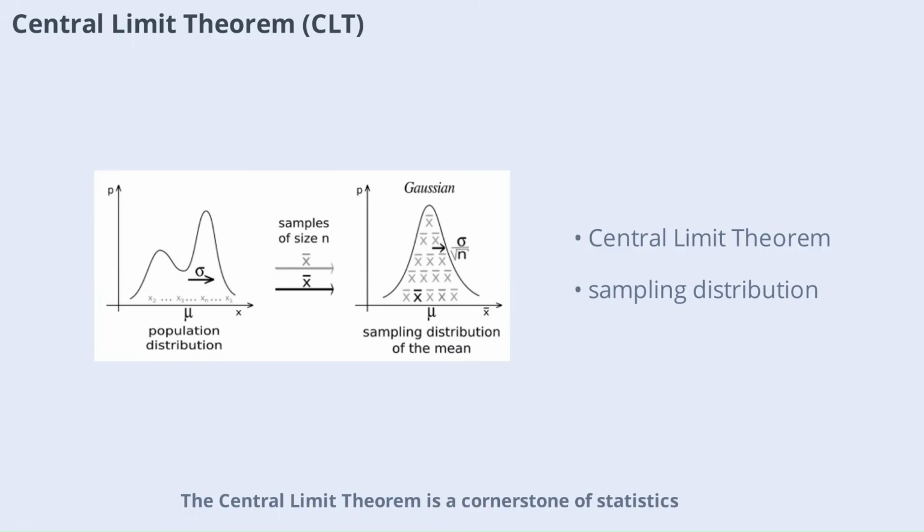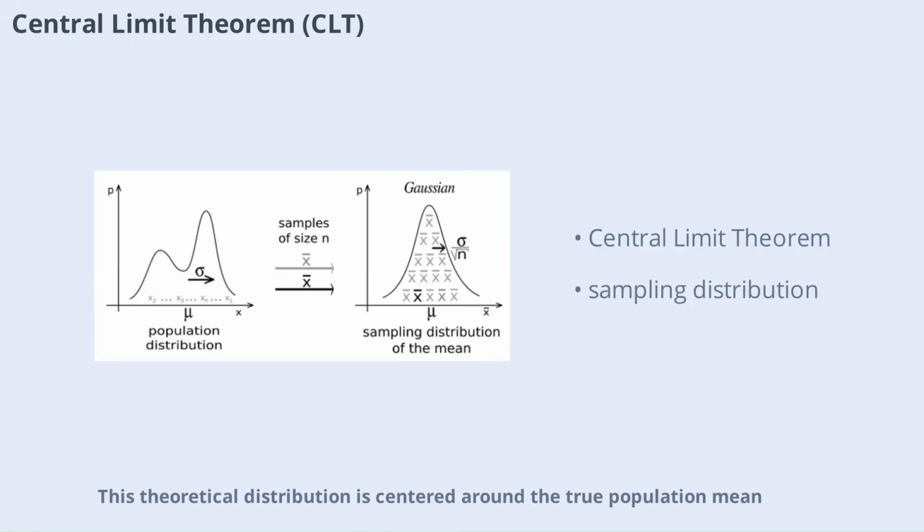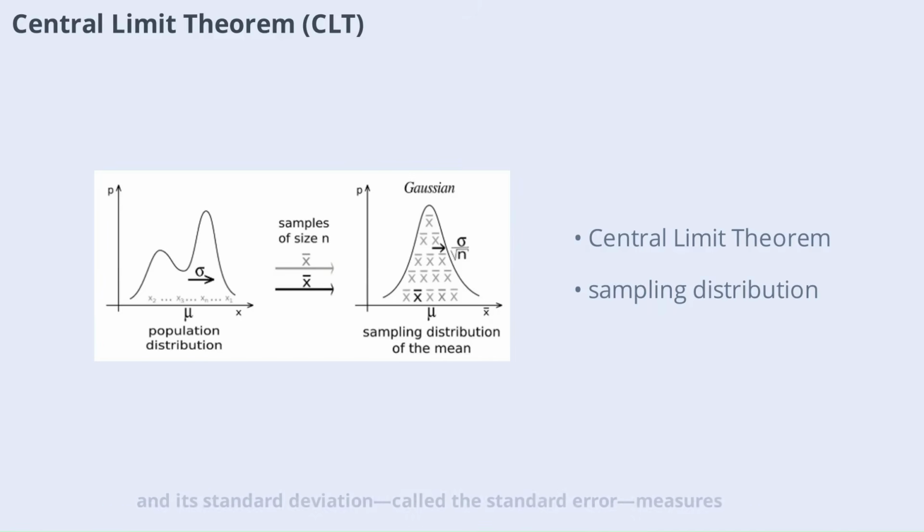The central limit theorem is a cornerstone of statistics. It states that if you take an infinite number of samples from a population and plot each sample's mean, those means will form a normal-like distribution regardless of the population's original shape. This theoretical distribution is centered around the true population mean, and its standard deviation, called the standard error, measures how much the sample means typically vary.